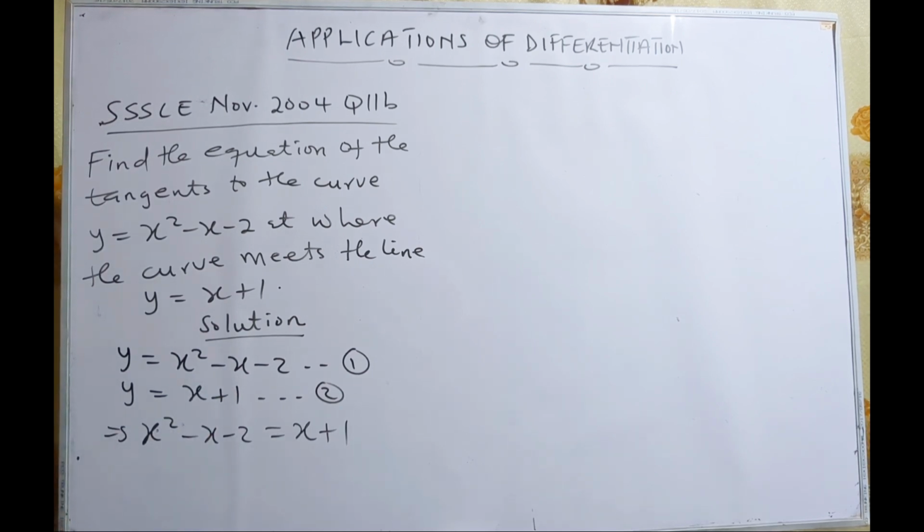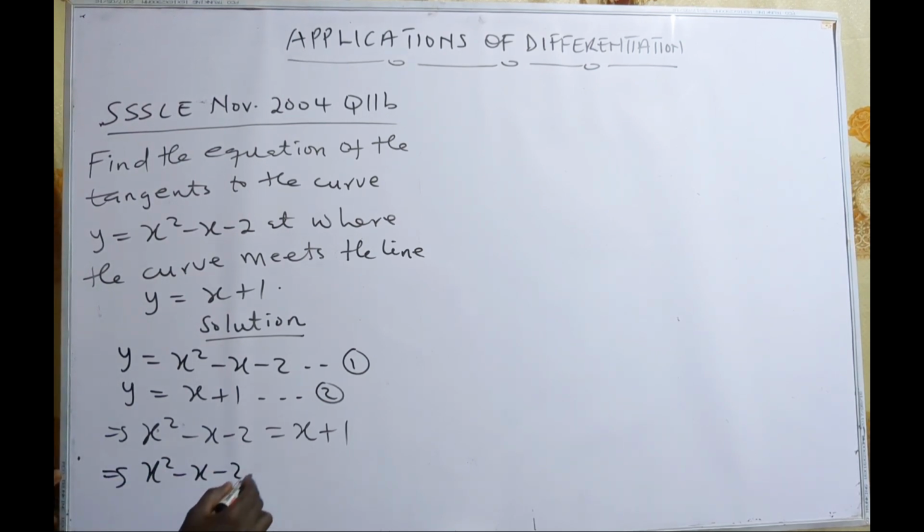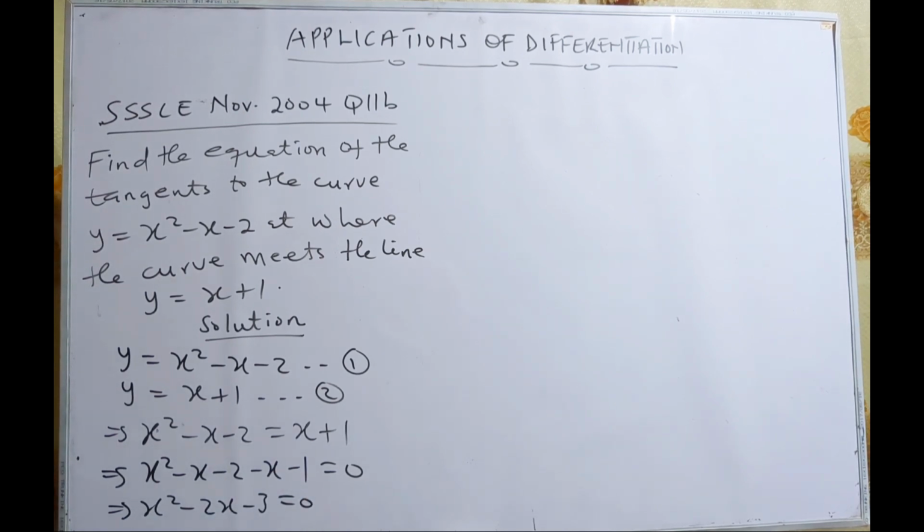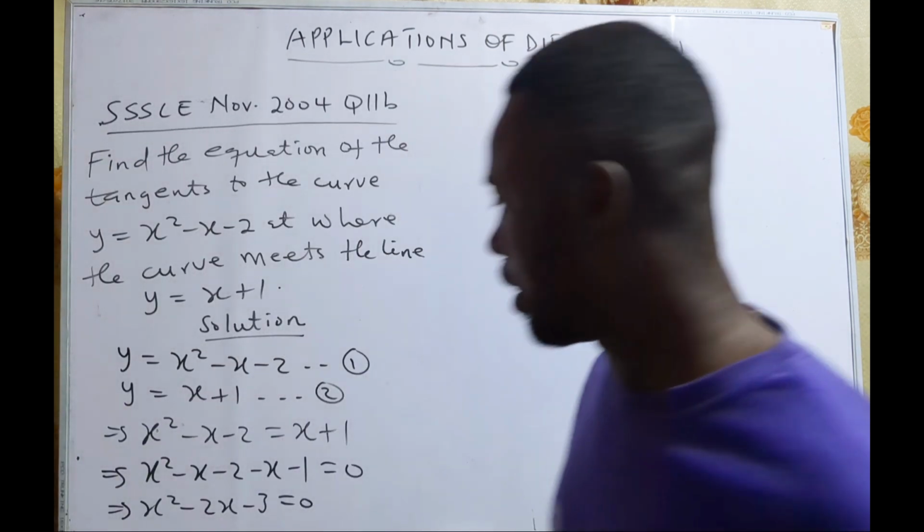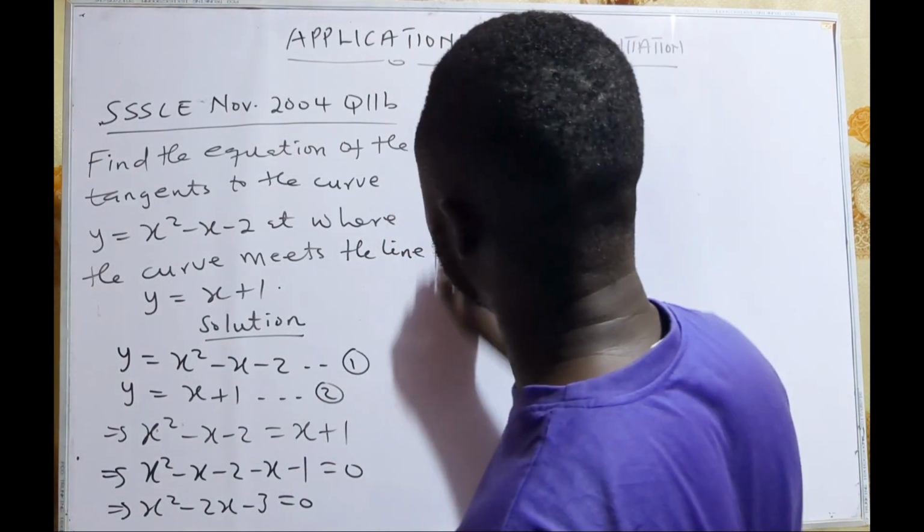Then we bring everything to one side, and we get a quadratic equation. So we have x squared minus x minus 2 minus x minus 1 equal to 0. So we have x squared minus 2x minus 3 equal to 0. Okay, so what we need to do is to get the values of x, or to factorize.